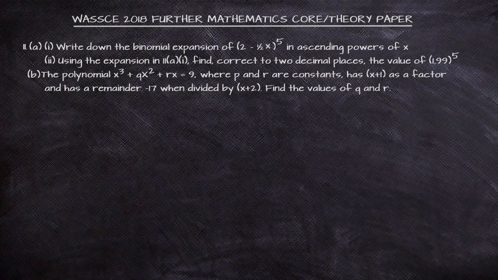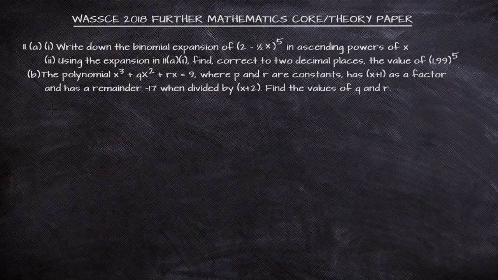So here in question number 11, WAEC 2018 further mathematics theory paper, we are told that the binomial expansion of 2 minus 1 over 2x raised to power 5 is to be written out in ascending power of x, and then we use the expansion in that question to find the value of 1.99 raised to power 5.